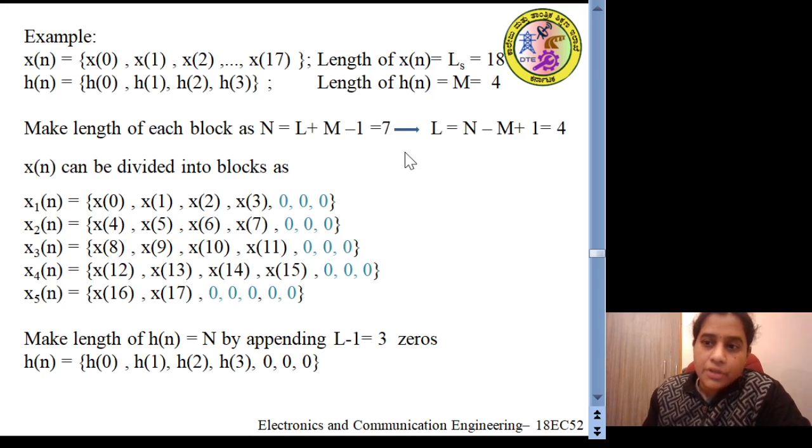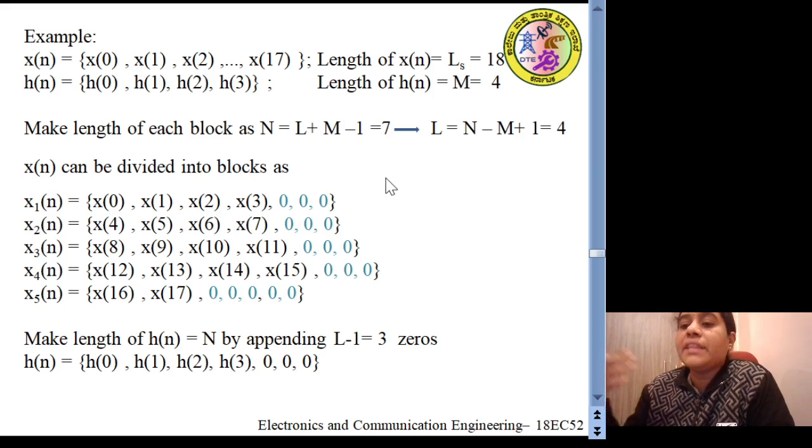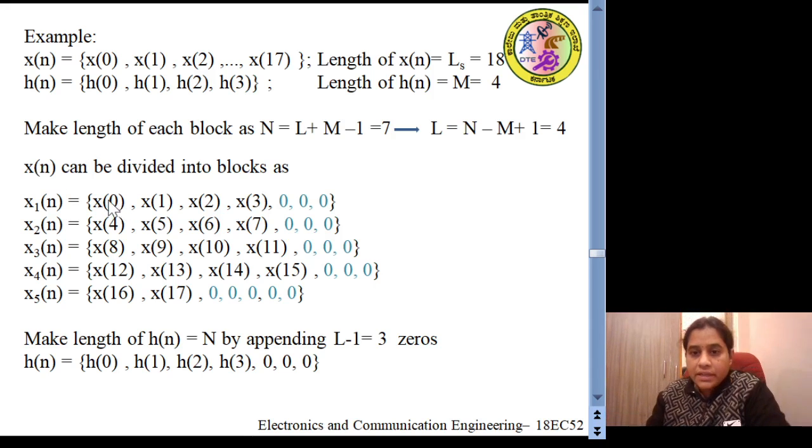So first, what do we take? For the first block, we consider the first L samples of x of n. Then M minus 1 zeros have to be appended at the end in all the blocks. So first x of 0, x of 1, x of 2 and x of 3, that is the first 4 samples of x of n. Then M minus 1 zeros, so 4 minus 1, that is 3 zeros here.